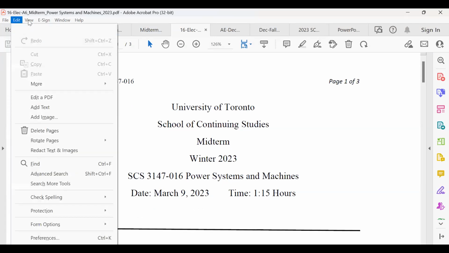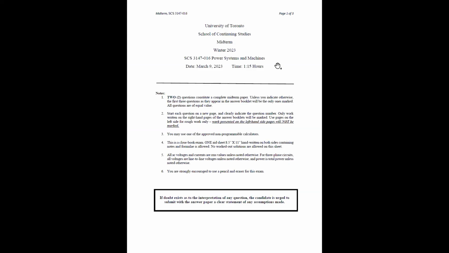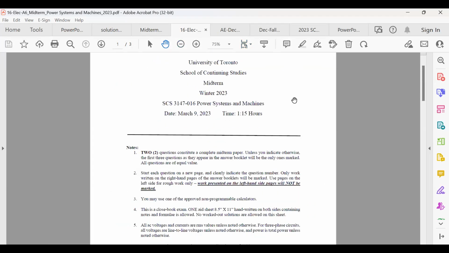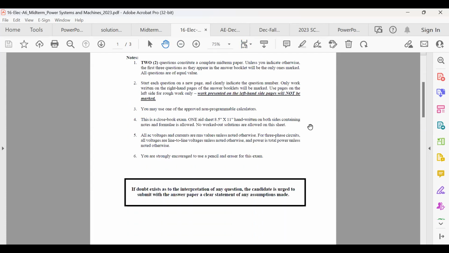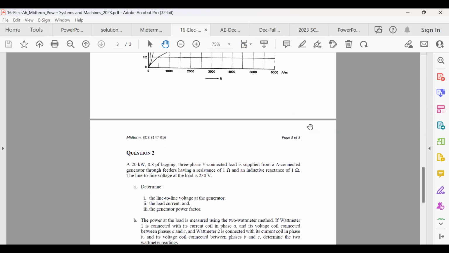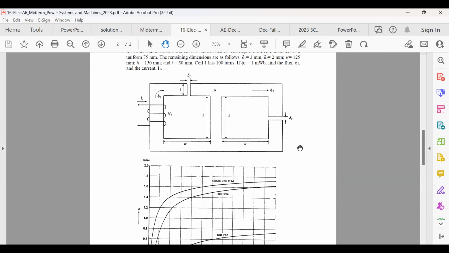Okay, so for the midterm, we had a couple of questions. Maybe I can use full screen. Okay, let me use it like this. So for the midterm, you had two questions. The first one is the magnetic circuit. The second one is about power in three-phase systems and the wattmeter, the two-wattmeter method.